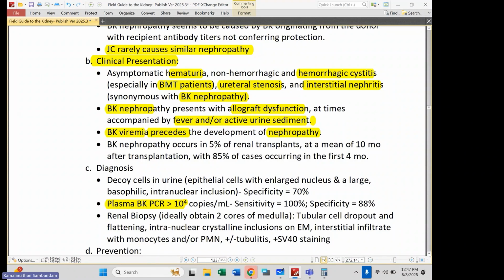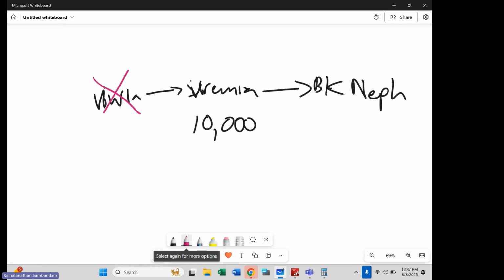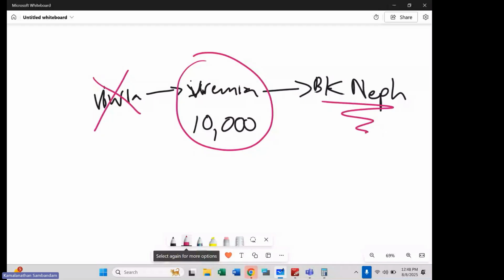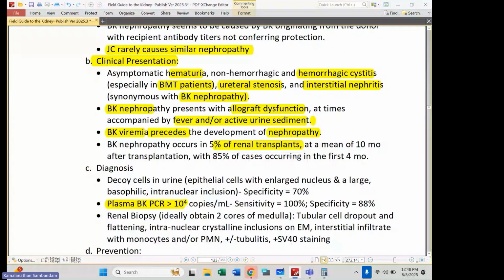such that most centers don't bother with measuring BK viruria. That's too early a signal. And if you start pulling back on immunosuppression just for viruria, you may risk rejection. So most centers track BK viremia in order to ensure low risk of BK nephropathy, okay? Because that seems to precede nephropathy. The risk of BK nephropathy, it's not rare. Okay, it happens in 1 out of 20 patients.